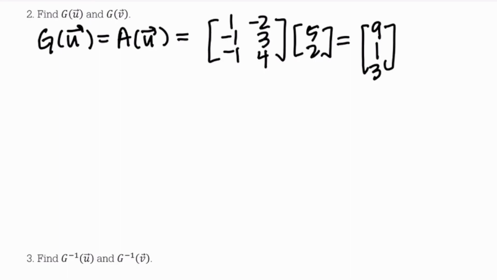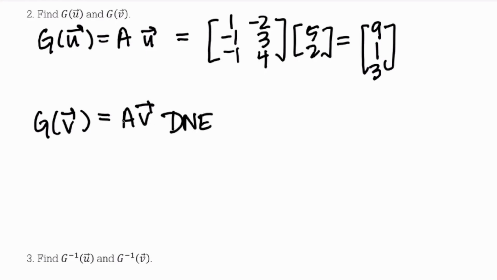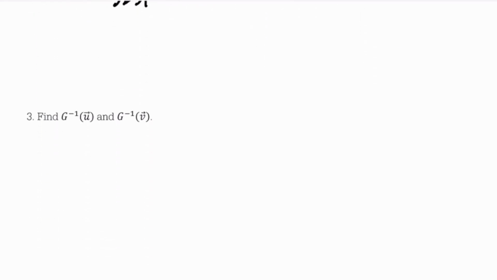Alright, so it was 9, 1, 3. G of v is going to equal A times v. I don't really like how I wrote those parentheses there. I guess it's fine, but A times u exists and A times v doesn't exist because of the dimension mismatch, right? A is a 3 by 2 and v is a 3 by 1, and you see those two numbers there are not the same, so the thing does not exist. All right, g inverse of u and g inverse of v, that's what we're back solving.